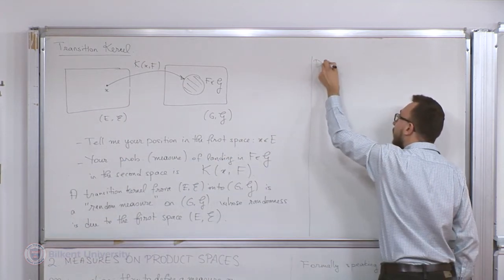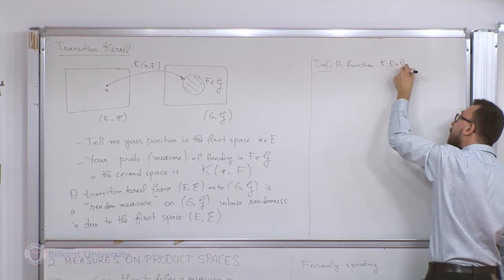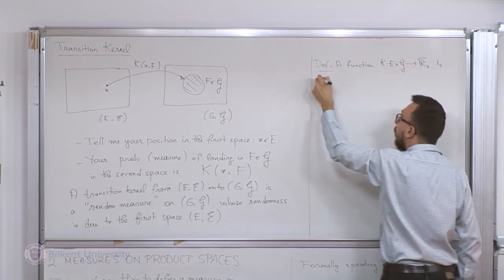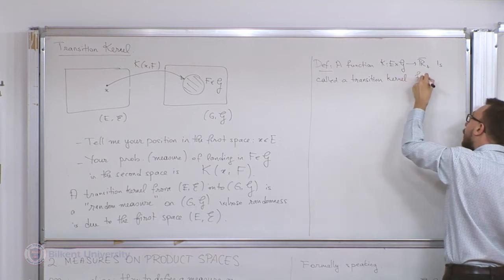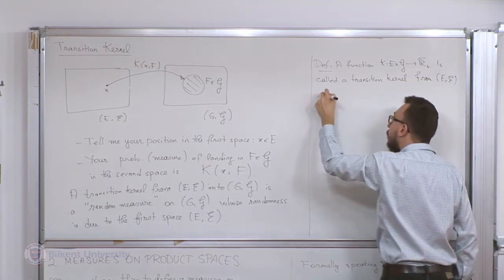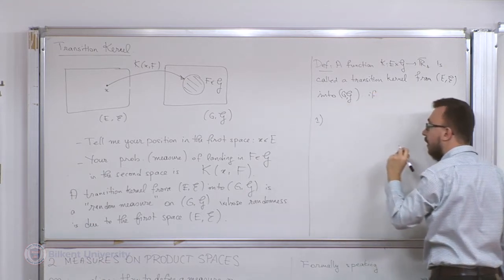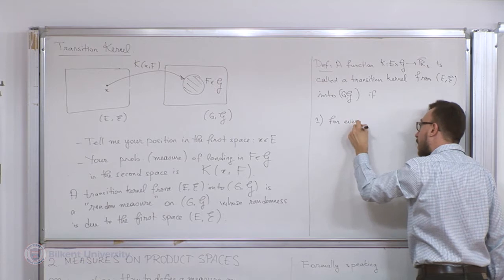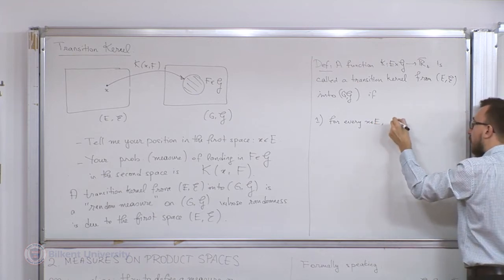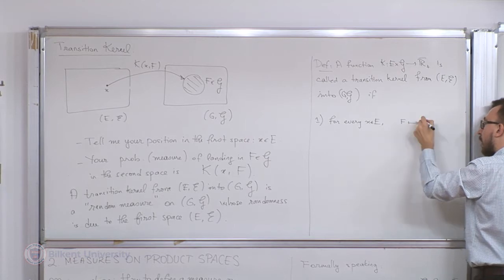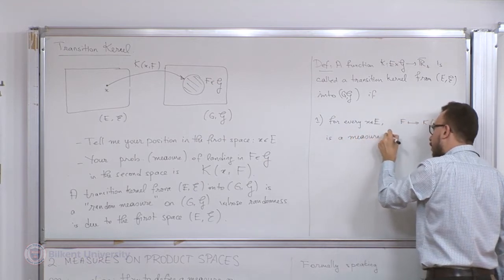So let's give the mathematical definition. A function K from E cross script G to R bar plus is called a transition kernel from E into G if, first, for every x in E, so if you fix your x, this is a measure on G.